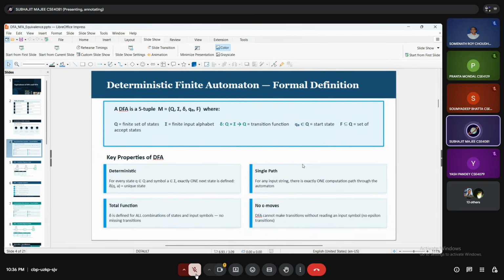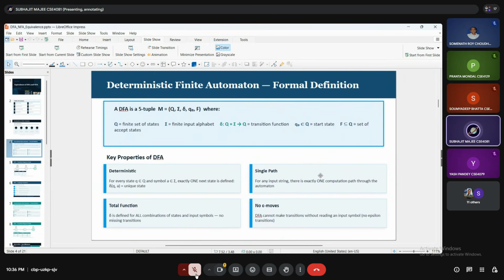Then the deterministic finite automaton. The formal definition of it, we can define by a five-tuple format, like I have shared earlier: Q, sigma, delta, q naught, and F. In the deterministic finite automata, for every state q belonging to capital Q and the symbol a belonging to sigma, exactly one next state is defined, and there is a unique path. For any input string, there is exactly one computation path through the automaton.